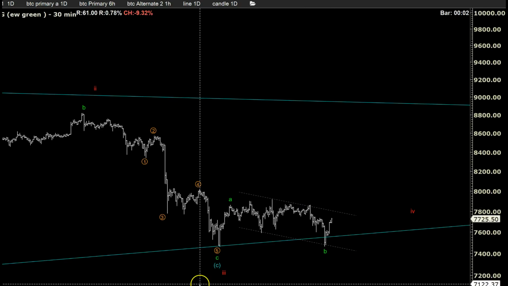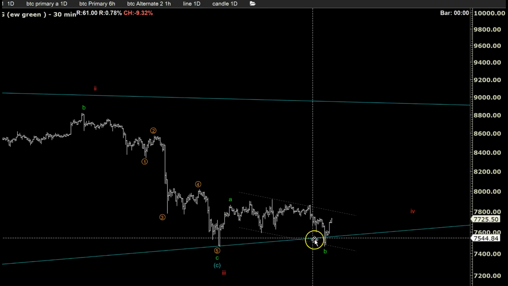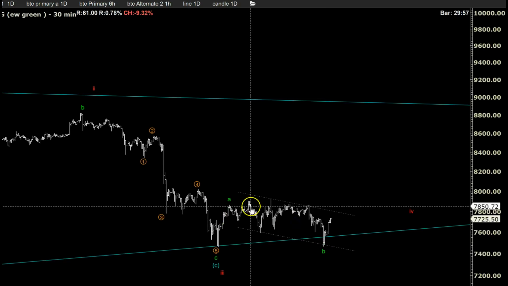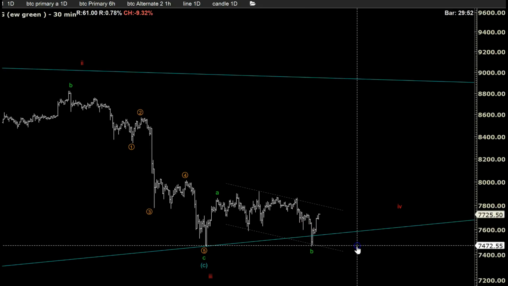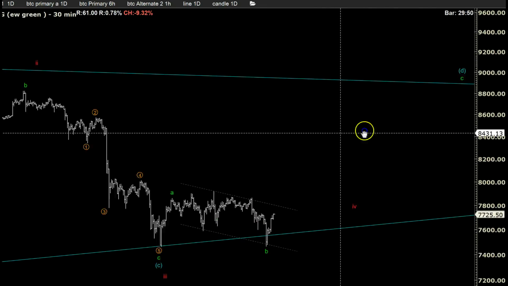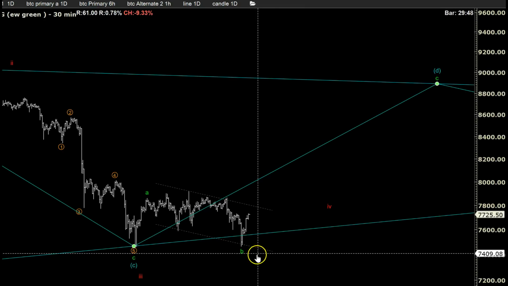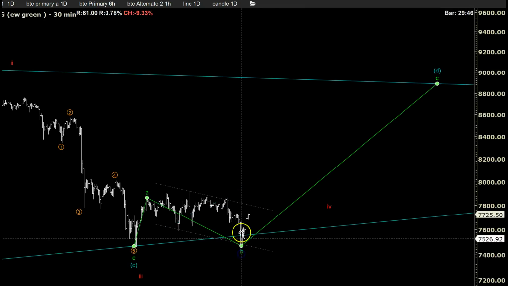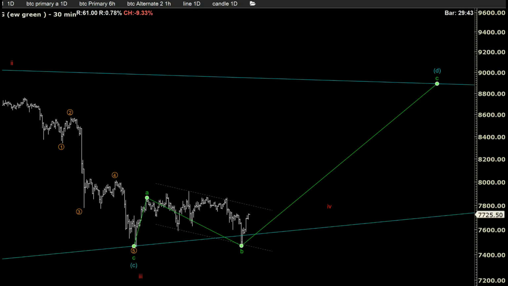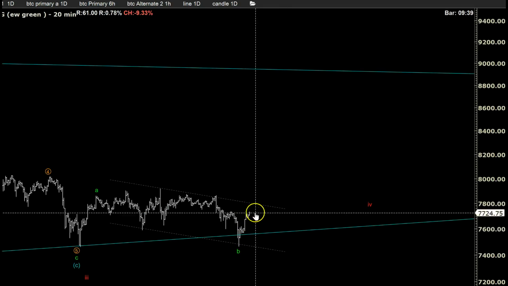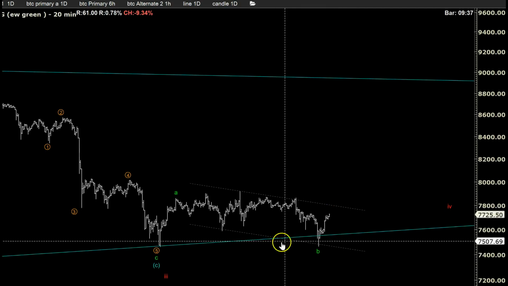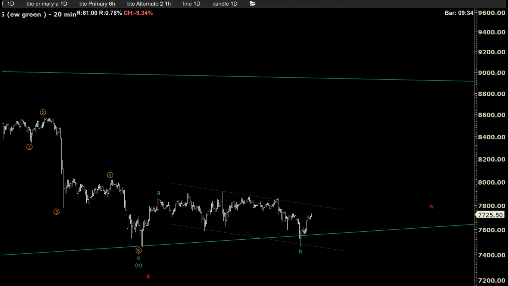Okay, so now I have wave A, and now I have a correction in B, which looks like some kind of a complex correction that's going on in here. And now I'm looking from this wave B to start the C wave up to complete this D. For that to happen, I need to start having 5 waves in here, and I would have to go to a very small time frame, but maybe this is a 1, 2, 3, 4, 5 pullback, and then we start going up.